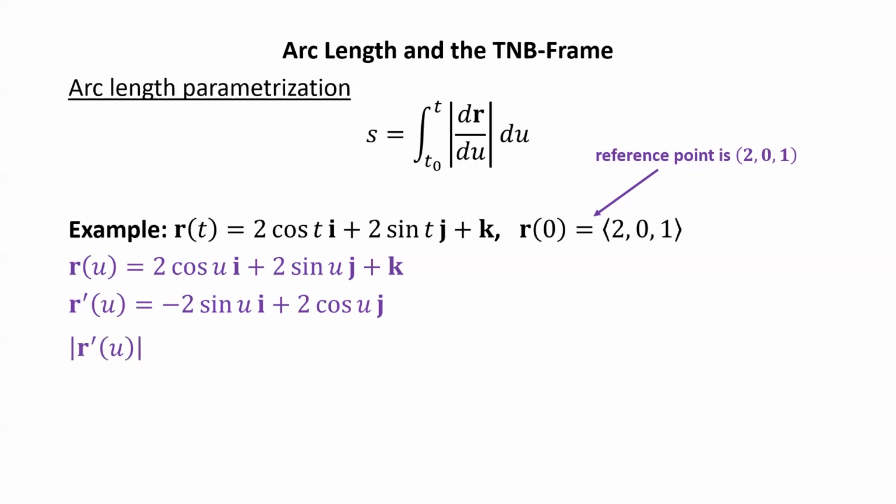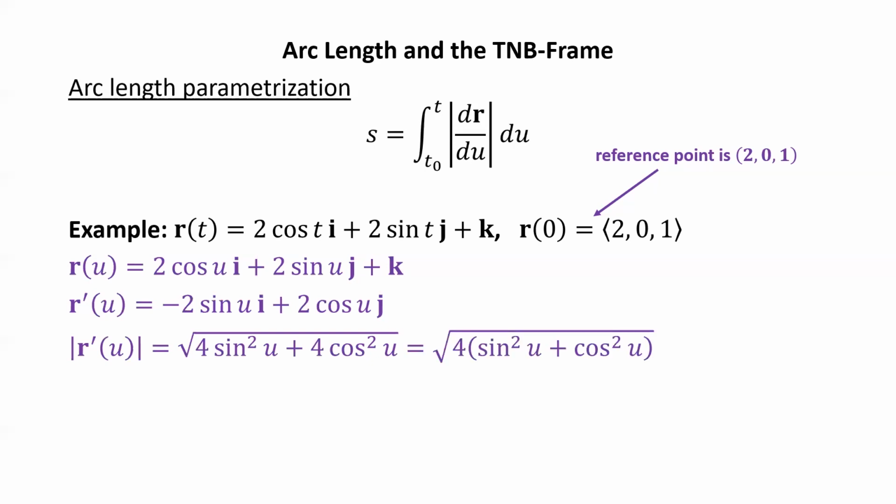Now let's take the length. So that's the square root of 4 sine squared u plus 4 cosine squared u. We could factor out the 4, and we have there sine squared u plus cosine squared u, which we'll use our main Pythagorean identity to change to a 1, and 4 times 1 is 4. And finally, the square root of 4 is 2. So that's going to be our integrand.